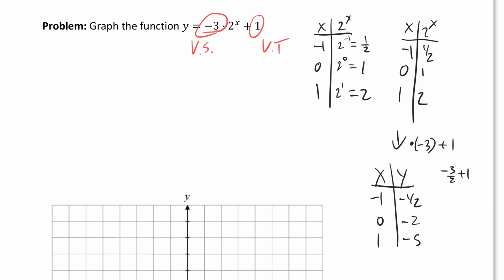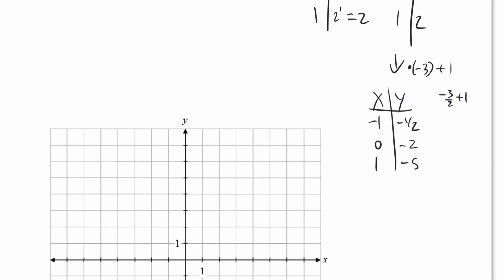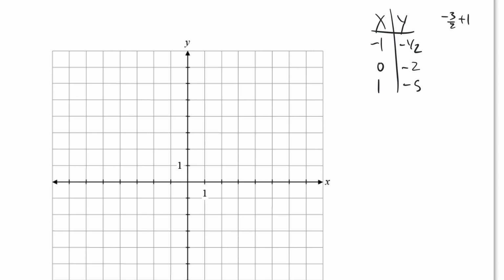All right. Now we take these points and we go ahead and plot them on our graph. Oops, sorry, let's try that again. We have the point -1 and -1/2 right there. 0, -2, and 1 and -5.